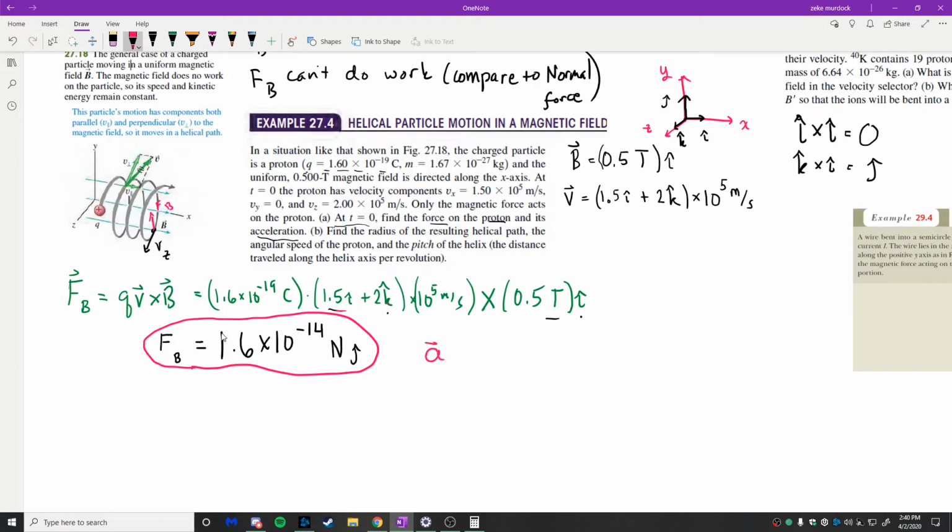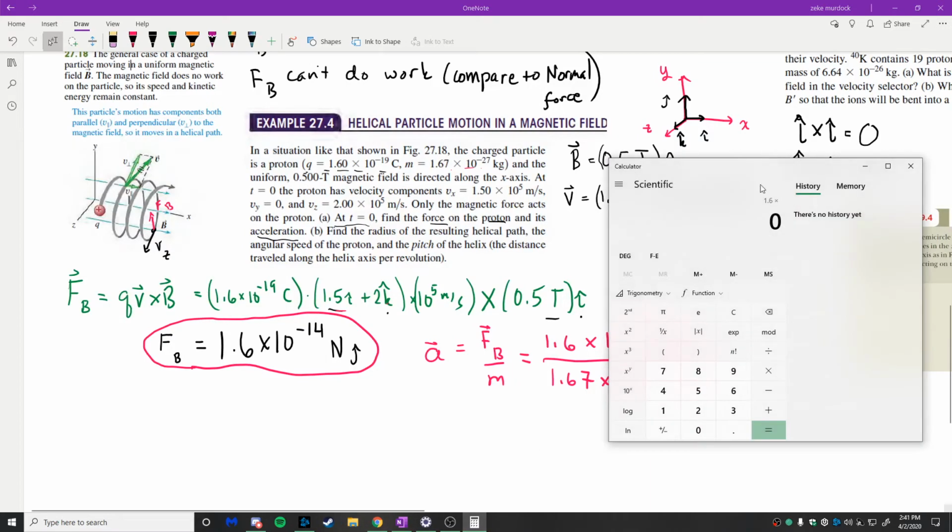Yeah, so the acceleration is going to be equal to the magnetic force divided by the mass. So we take that number over there and we divide by the mass of the proton. This is in newtons. It's still j hat, because the acceleration is going to be in that direction. We divide by 1.67 times 10 to the negative 27. Anytime you have a problem with a proton, it's not always going to tell you this, but you can look this up on the internet if you want to, and then we can come over here.